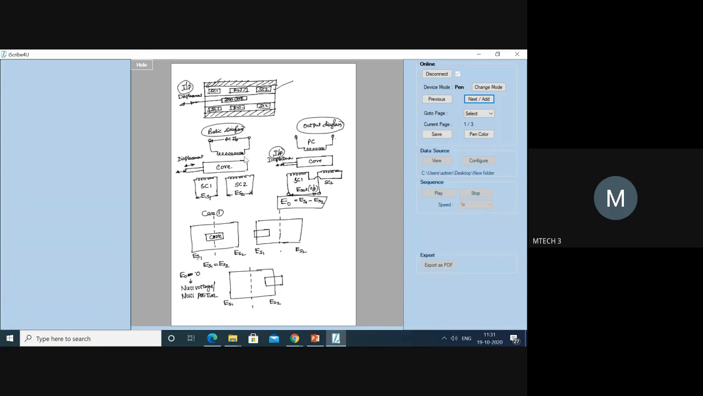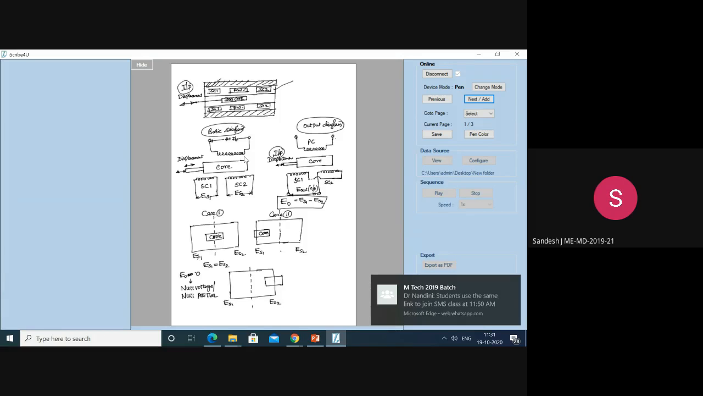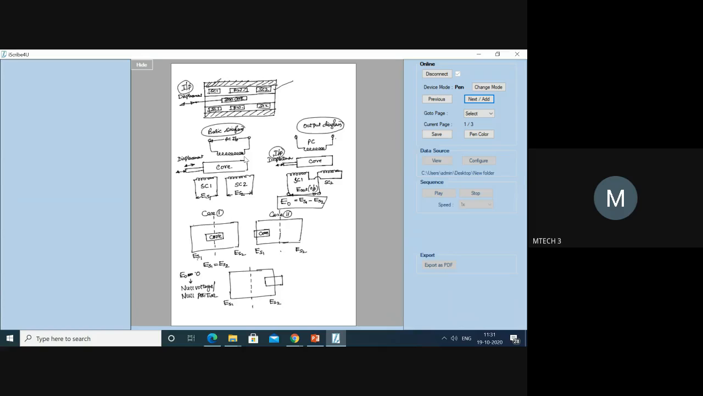Now, at this position of the core, which secondary coil is going to receive more magnetic energy? ES1. Therefore ES1 value will be greater than ES2. Therefore, what is E0? E0 is going to be positive.